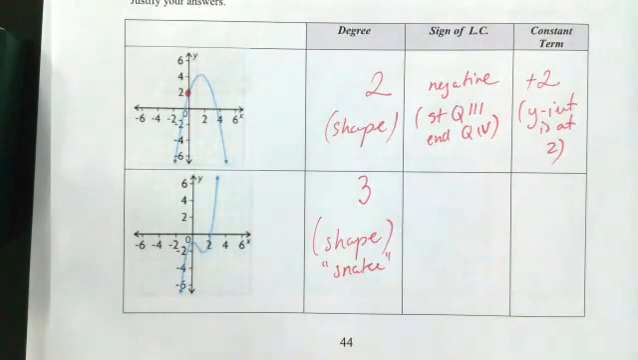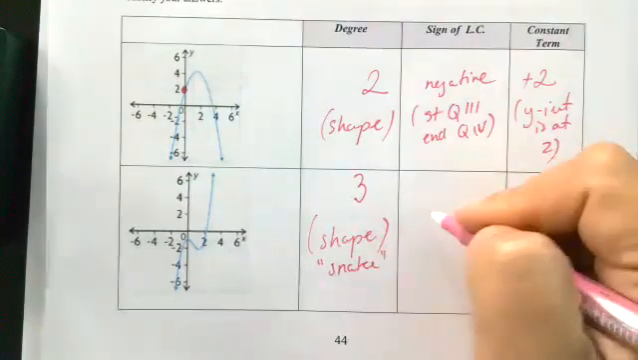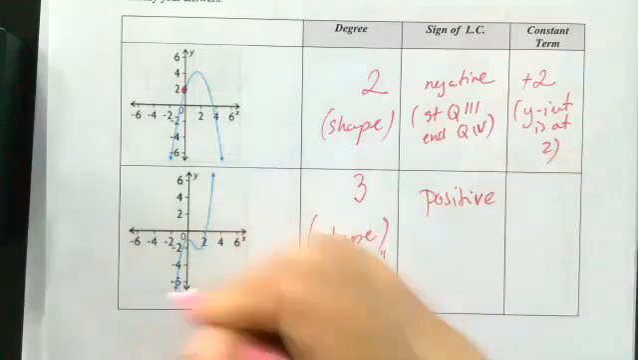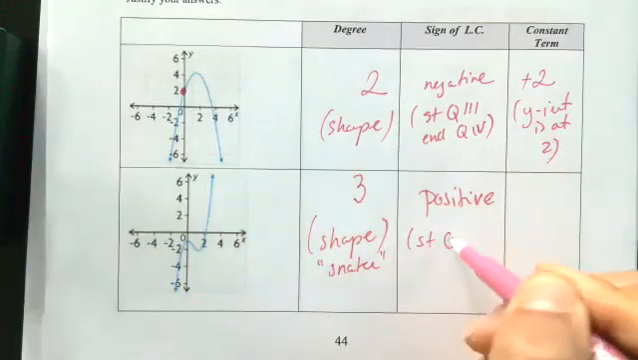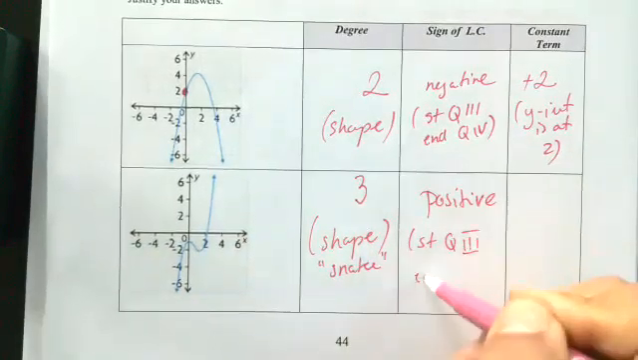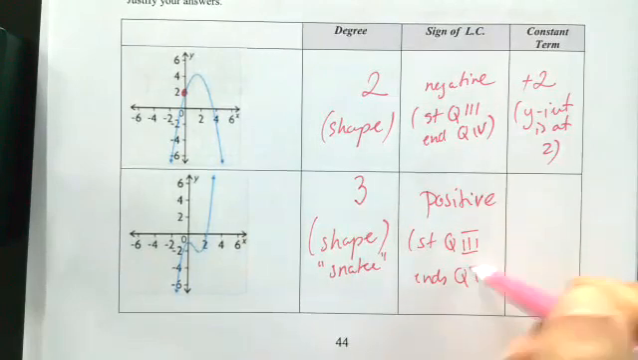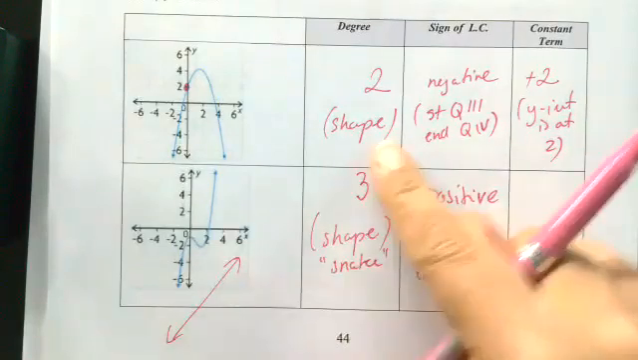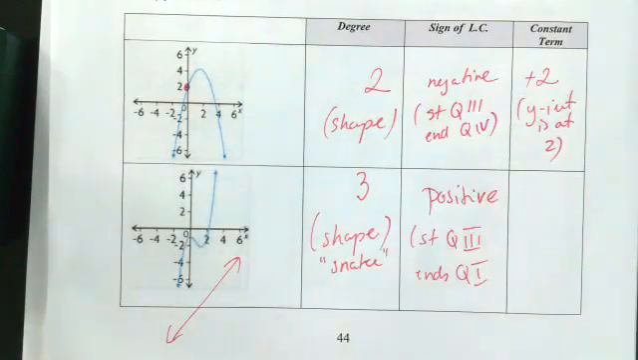Sign of the leading coefficient would be positive because it starts in quadrant 3 but ends in quadrant 1, just like a linear function, right? So it's an increasing trend, right? That's a positive leading coefficient.